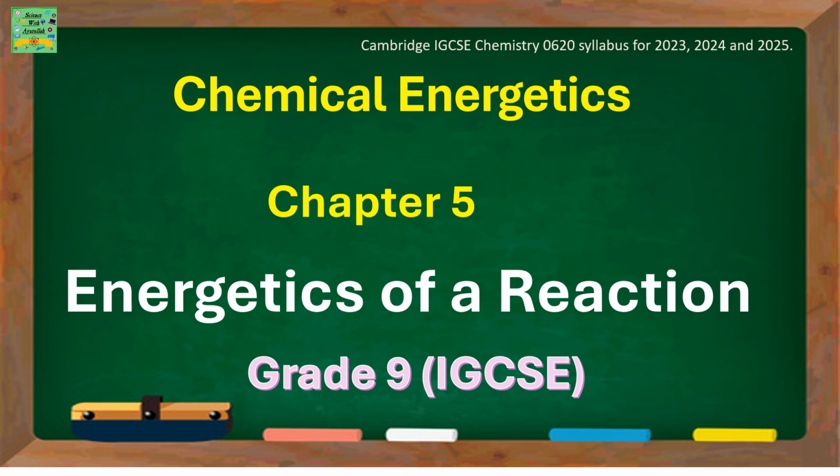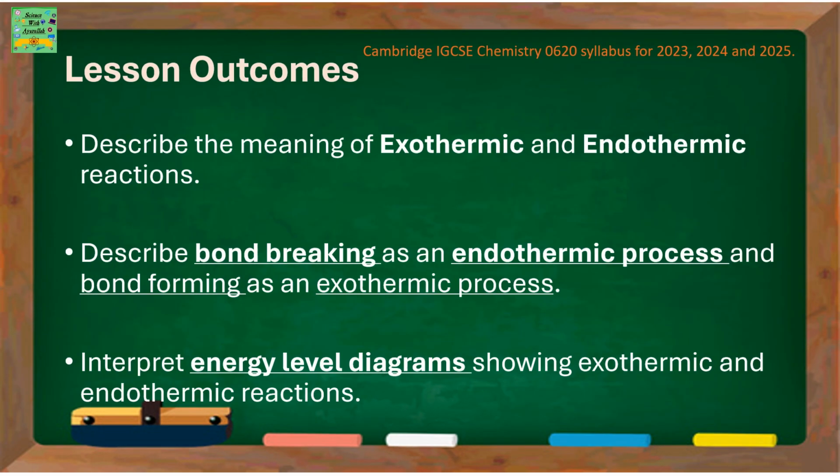Let's get started with chemical energetics. Chapter 5, Energetics of a Reaction. Lesson outcomes. Describe the meaning of exothermic and endothermic reactions. Describe bond breaking as an endothermic process and bond forming as an exothermic process. Interpret energy level diagrams showing exothermic and endothermic reactions.